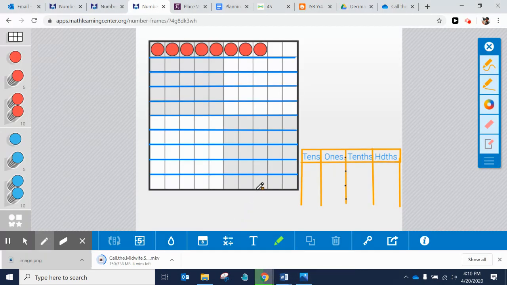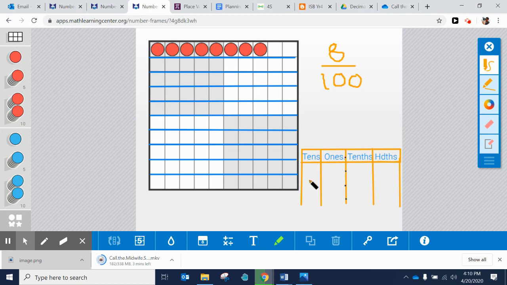So here's one I prepared earlier. So we know that this fraction is 8 out of 100. So we know it's 8 hundredths. So to turn that into a decimal, we need to look at our place value grid.